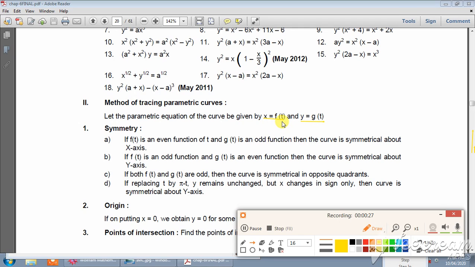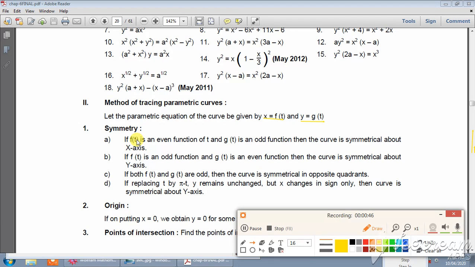So if x is in terms of theta or t, y is also in terms of theta or t, any one variable will be there. In that case it becomes your parametric curve. So t is the parameter, or theta is the parameter. Now, how to check symmetry? Again we have the same type of points for symmetry. Now this is the procedure.